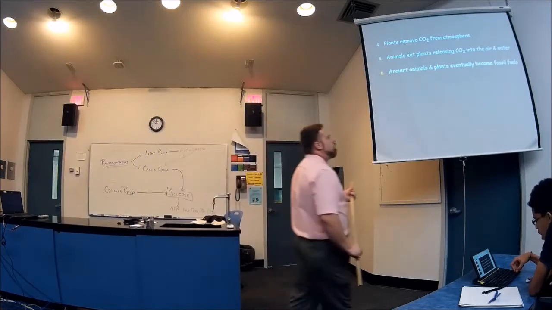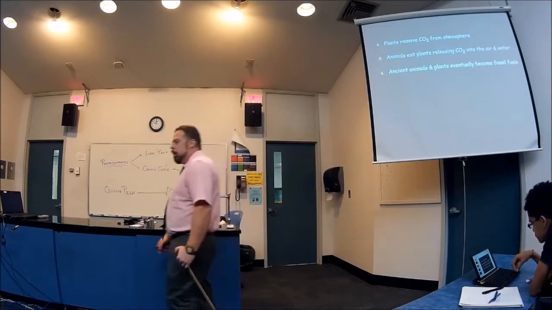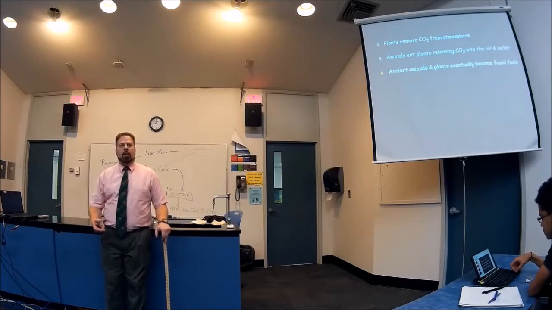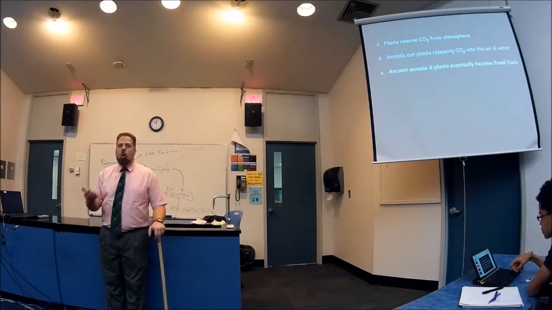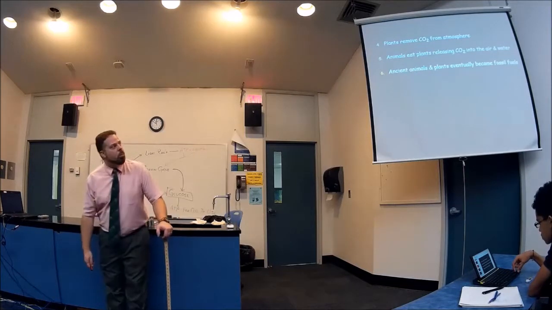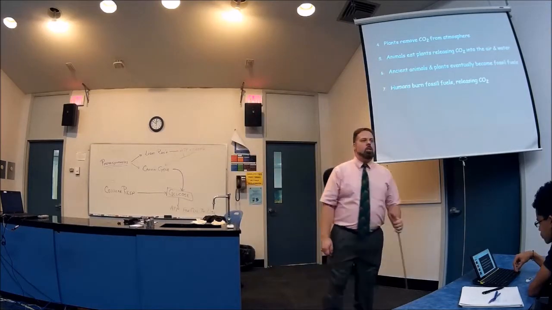Ancient animals and plants eventually become fossil fuels. That's what our fuels are. And when we burn gasoline and things like that, all of that gasoline, that oil, coal, all of that came from old plants, basically. That's what that comes from. And humans burn fossil fuels, releasing even more carbon dioxide.